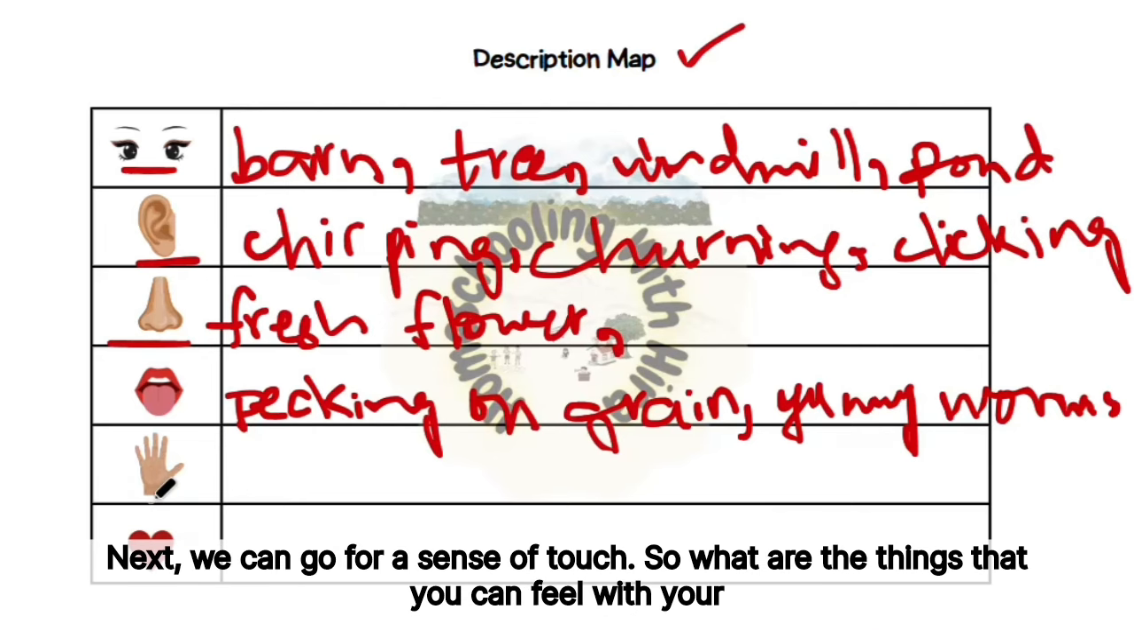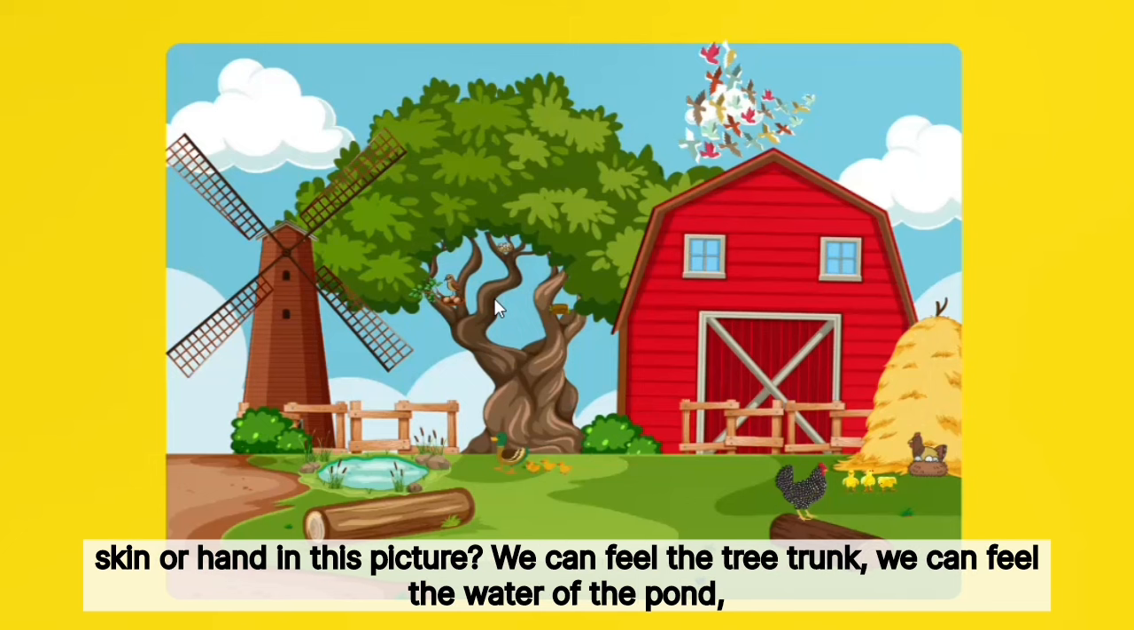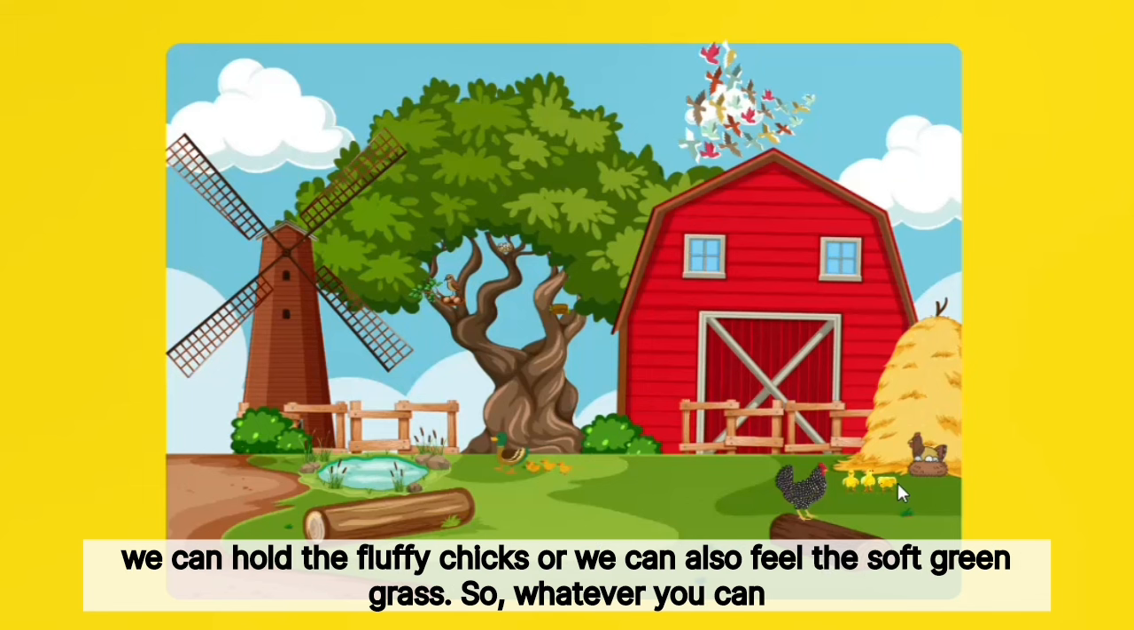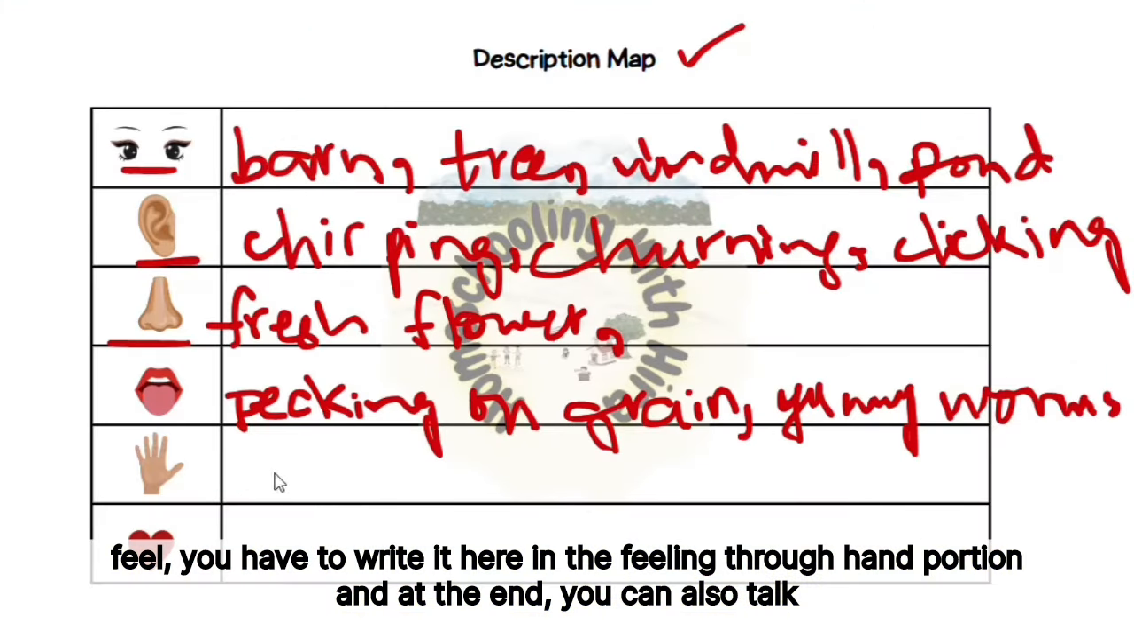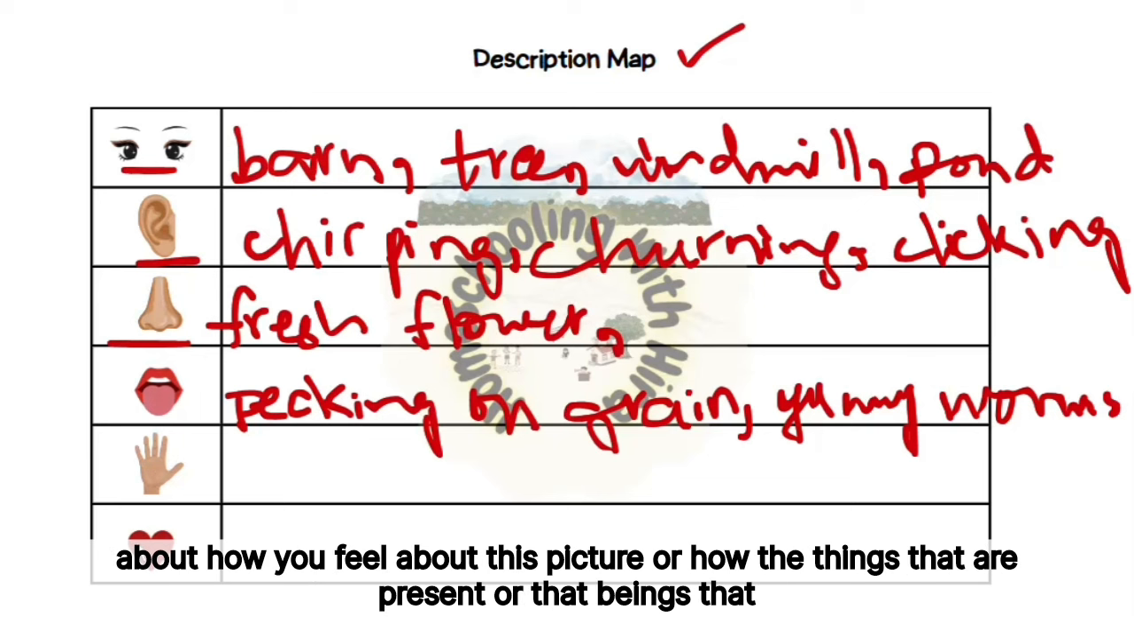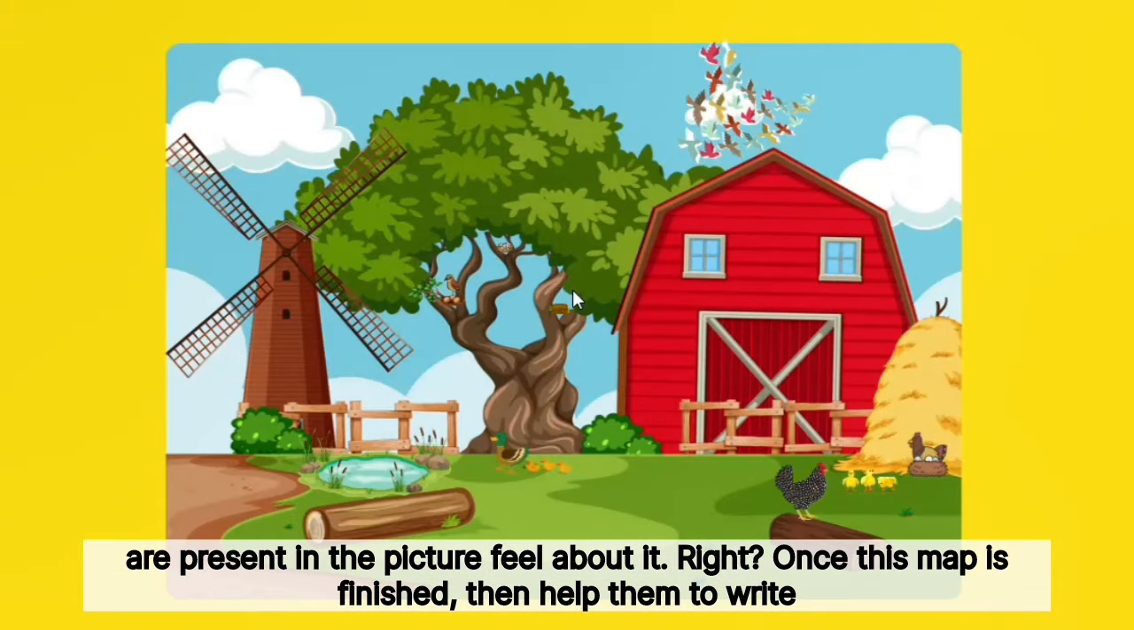Next, we can go for sense of touch. So what are the things that you can feel with your skin or hand in this picture? We can feel the tree trunk, we can feel the water of the pond, we can hold the fluffy chicks, or we can also feel the soft green grass. So, whatever you can feel, you have to write it here in the feeling through hand portion. And at the end, you can also talk about how you feel about this picture, or how the beings that are present in the picture feel about it, right?